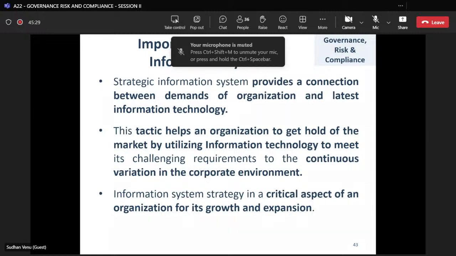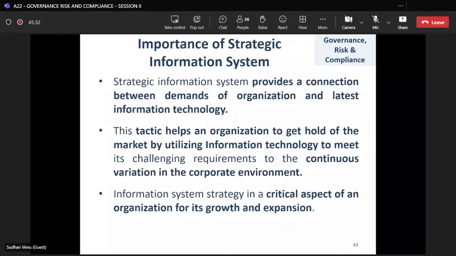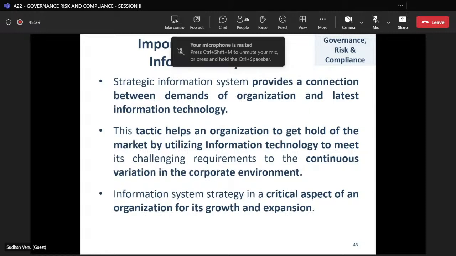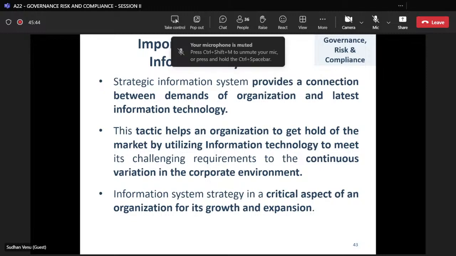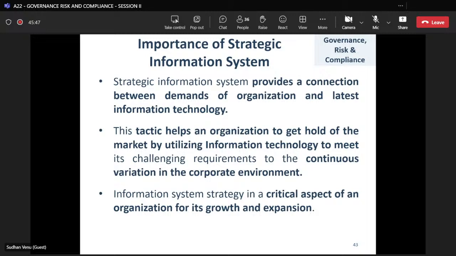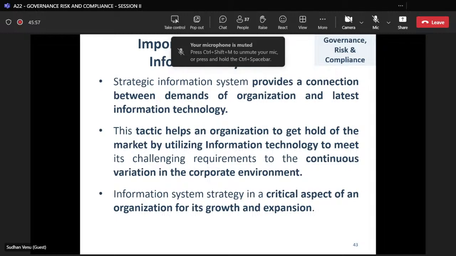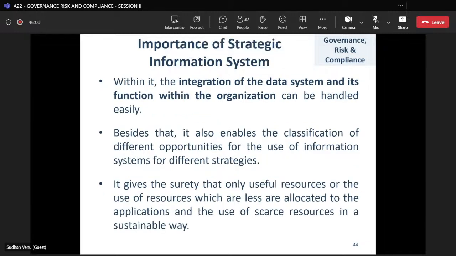So what the organization currently demands and what the latest information technology in the market is, and it provides the connection between them. This helps an organization to get a hold of the market by utilizing information technology to meet the continuous variation in the corporate environment with its challenging requirements. And the critical aspects of the organization for its growth and expansion are the importance of the strategic information system, and the integration of the data system and its function within the organization can be handled easily.